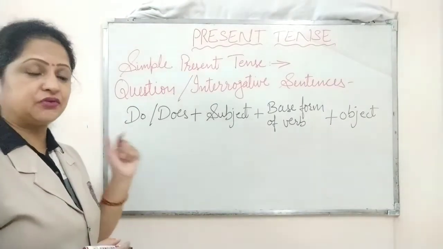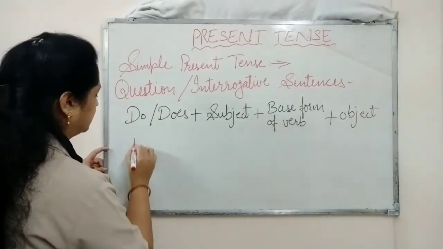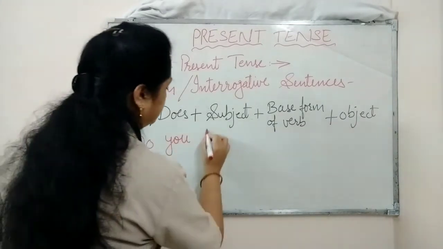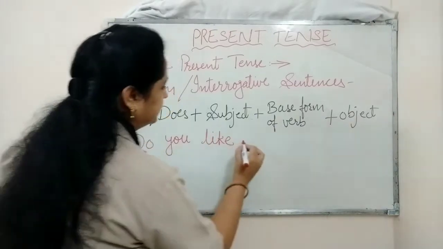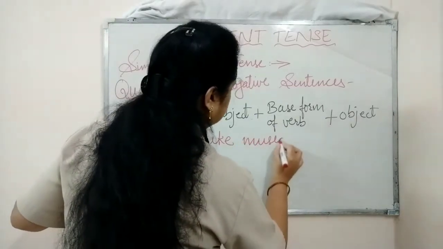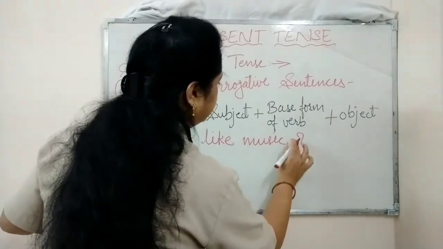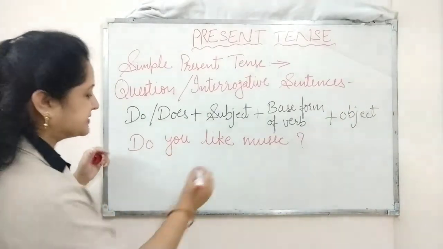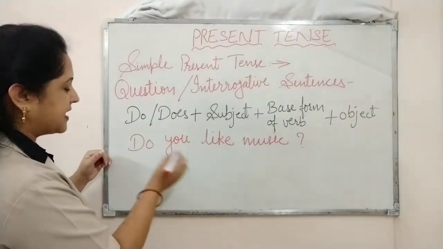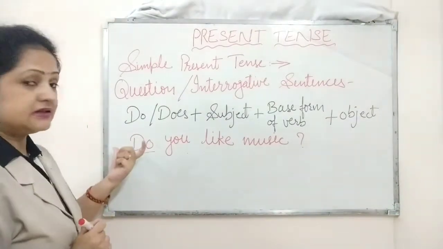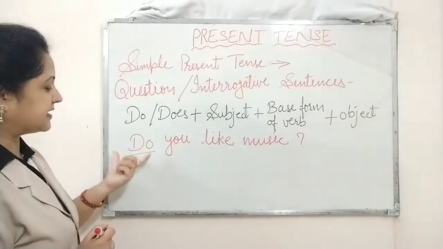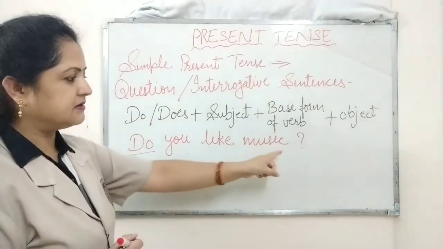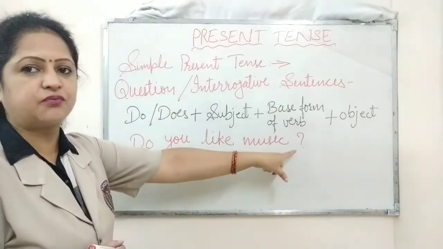So let's write you. Do you like music? Do you like music? As I have written you, the subject is you, so that's why I am using do. I started my question by using do. Do you like music? And then don't forget to put a question mark.